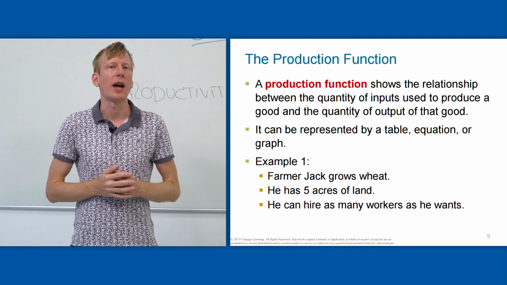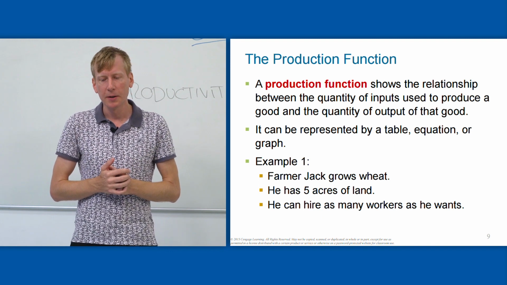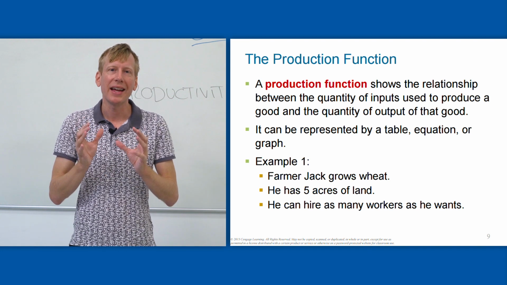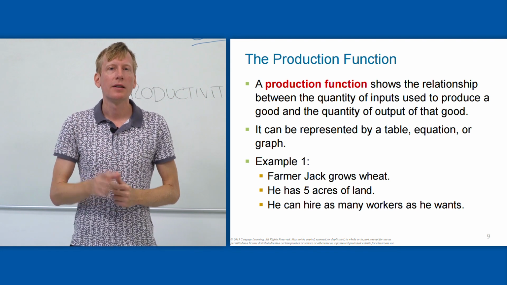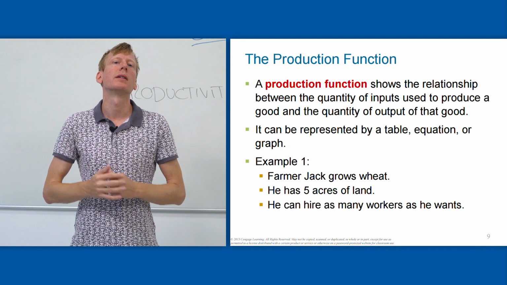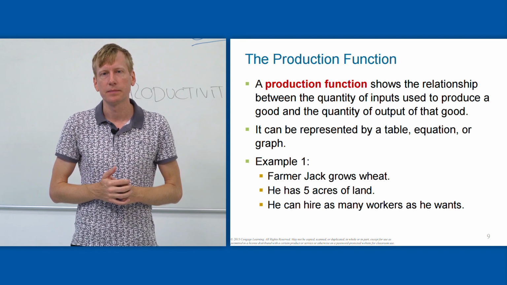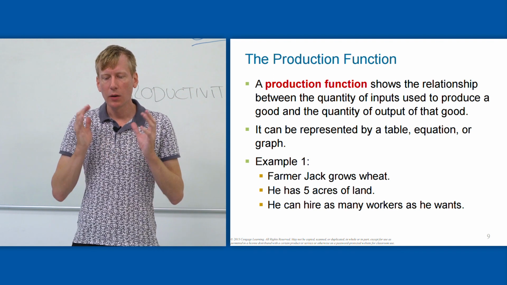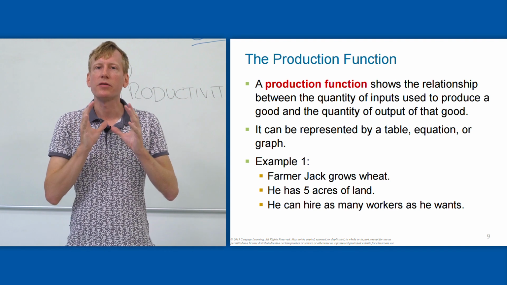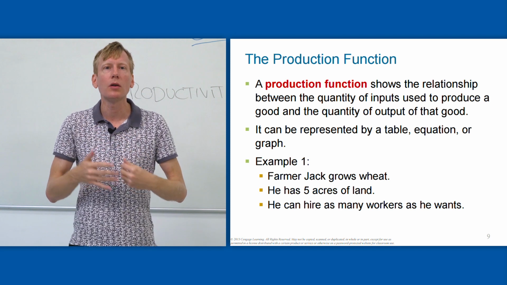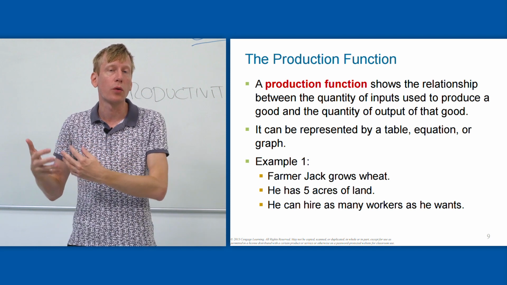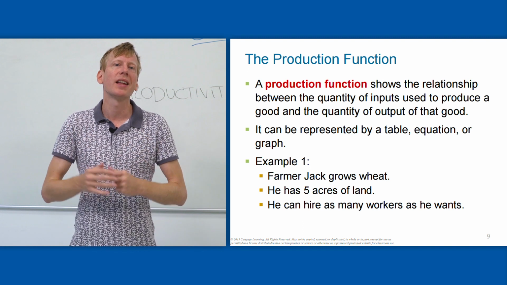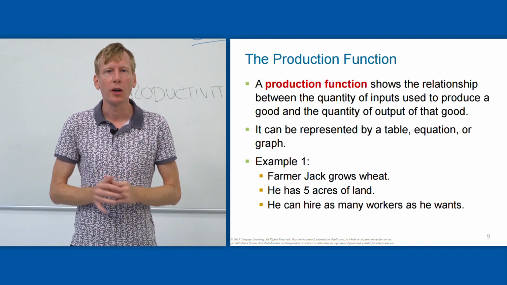That farmer is named Jack. That farmer is growing wheat. And he has a fixed amount of land. Well, his amount of land is 5 acres. So that land is one input in his production function. Now, the other input in his production function will be labor. And we imagine Farmer Jack could hire one worker or two workers or three workers or four workers, as many workers as he wants, but he has a fixed amount of land on which to grow wheat in our production function example.